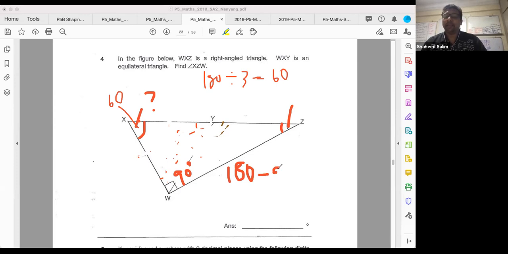Okay, 180 minus 90 minus 60. Finish. You will get 30 degrees. Remember, we are just using the fact that 3 angles in a triangle add up to 180 degrees. So again, I want you to understand that sometimes you must not see things that are there.